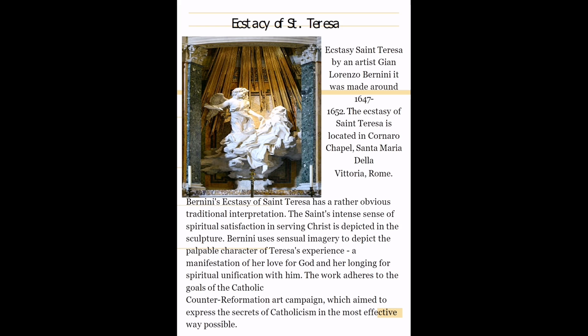Bernini's Ecstasy of Saint Teresa has a rather obvious traditional interpretation. The saint's intense sense of spiritual satisfaction in serving Christ is depicted in the sculpture. Bernini uses sensual imagery to depict the palpable character of Teresa's experience, a manifestation of her love for God and her longing for spiritual unification with Him. The work adheres to the goal of the Catholic Counter-Reformation art campaign, which aimed to express the secrets of Catholicism in the most effective way possible.